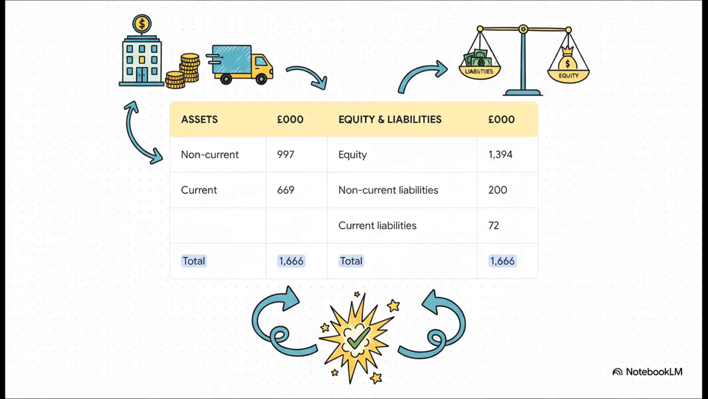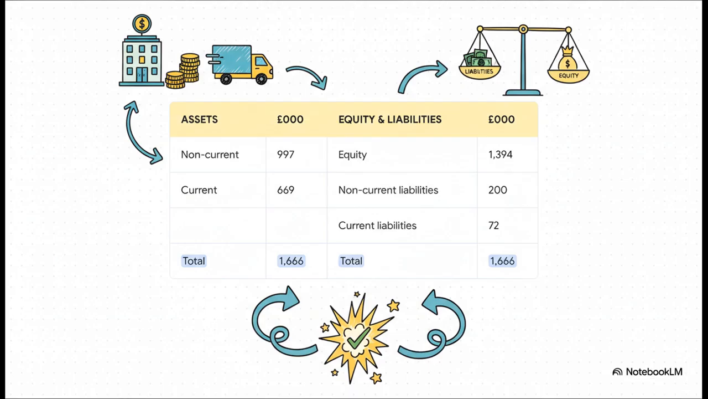Now we just assemble all the remaining pieces. On one side, we list everything the company owns, its assets. On the other side, we list everything it owes, its liabilities, plus the owner's stake, which is the equity. And you can see our new retained earnings number slotted in there perfectly under equity.